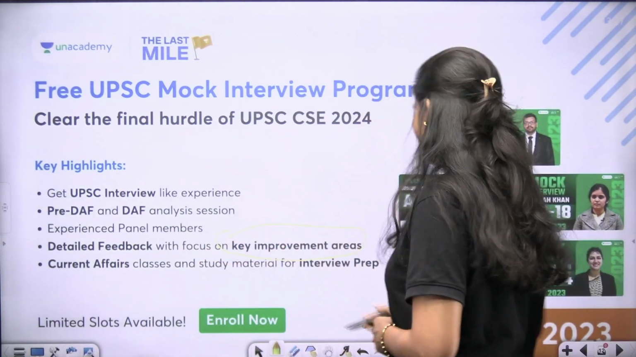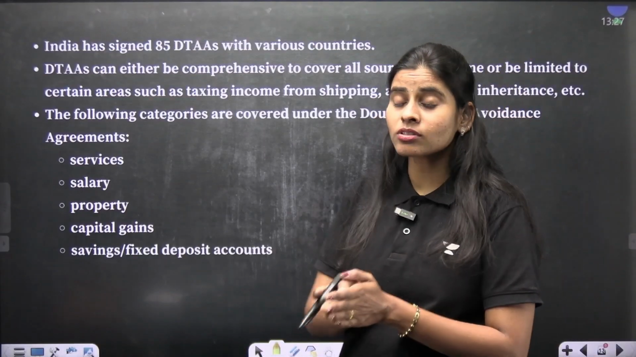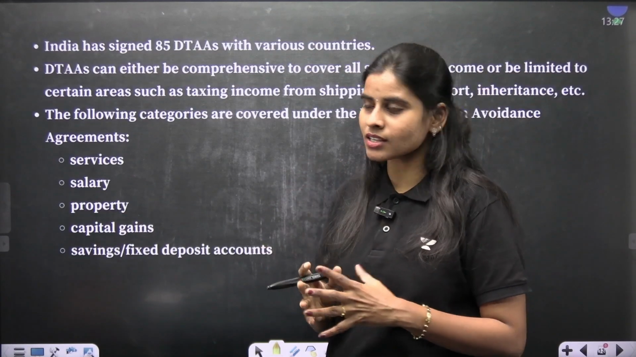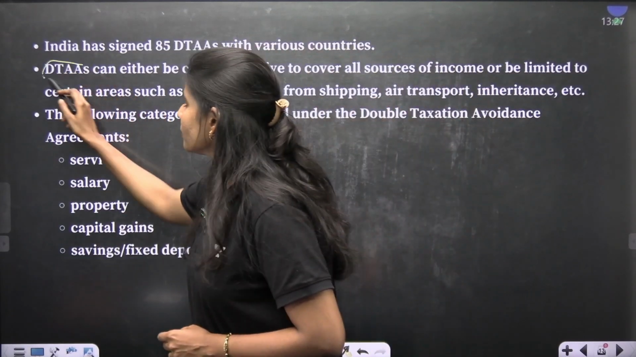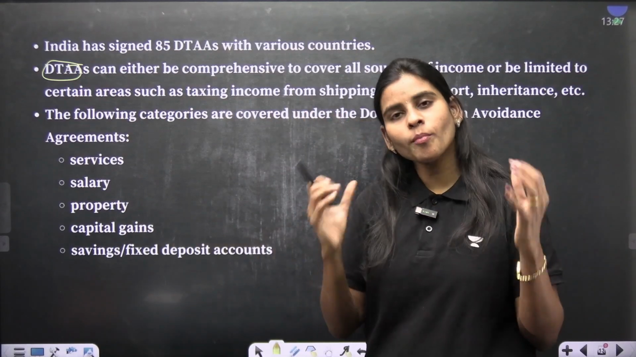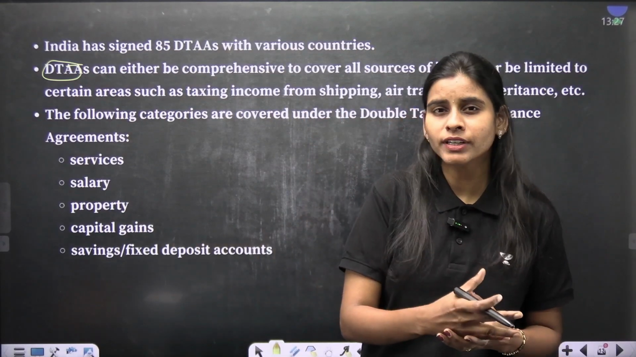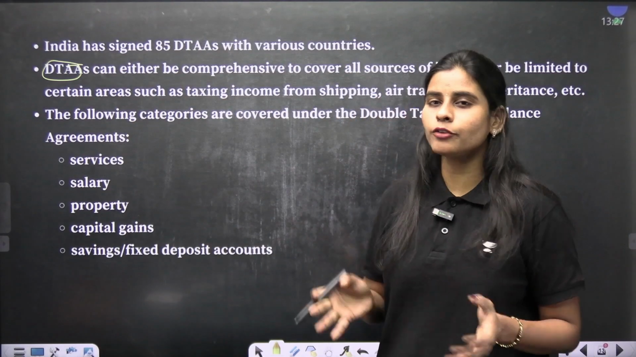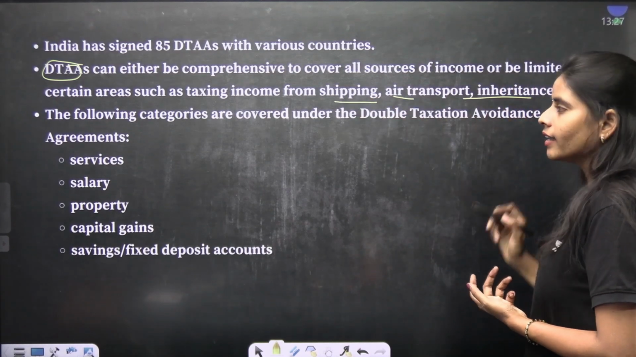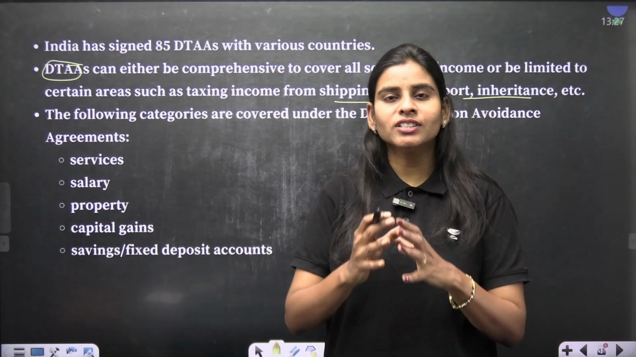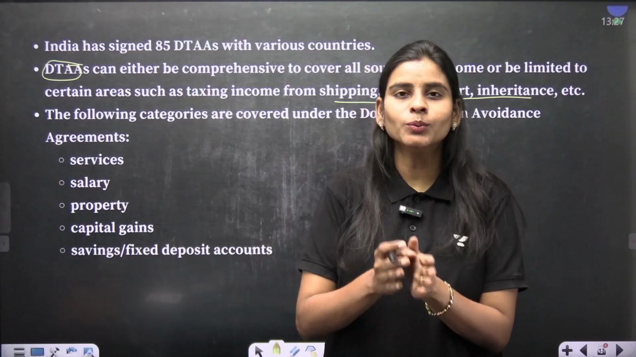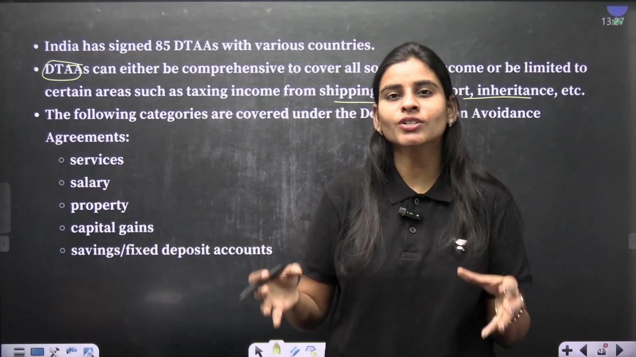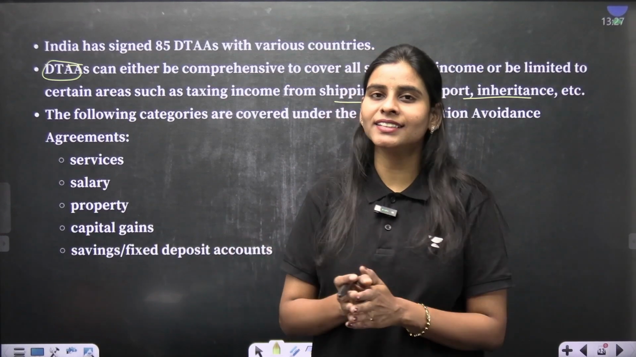So let's get back to the topic now. India has signed almost 85 plus DTAA agreements with various countries, and a particular agreement can be either a very comprehensive agreement covering different types of incomes, or it can be limited to only the incomes generated from shipping, air transport, inheritance, etc. Again, it differs. So this is a general overview of how DTAA works, but in reality there are so many clauses and so many provisions that vary from country to country, and the applications also.